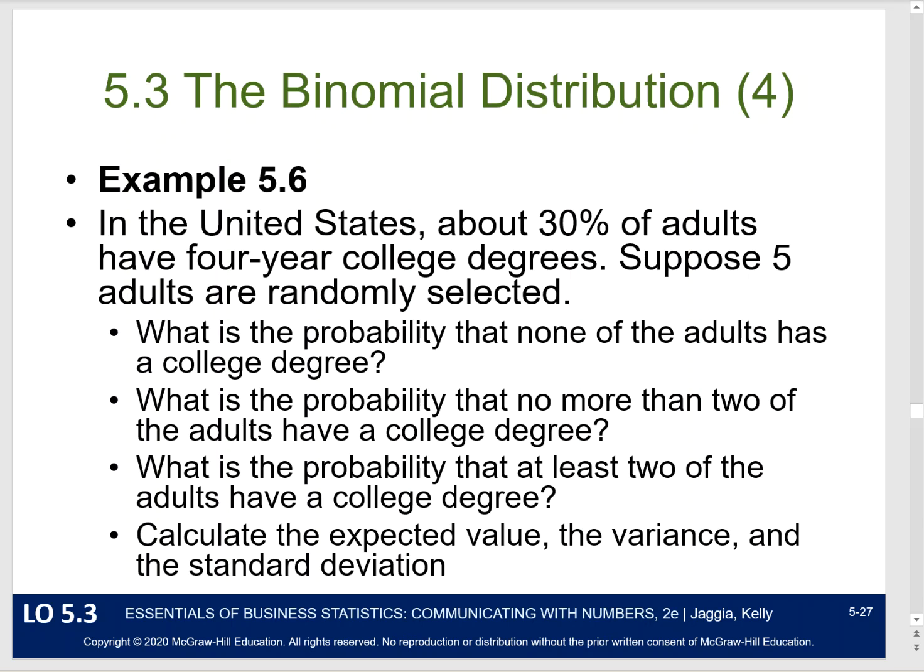So we're going to look at some questions. What's the probability that none of the adults has a college degree? What is the probability that no more than 2 have a college degree? What is the probability that at least 2 have a college degree? And then we're going to calculate the expected value, the variance, and the standard deviation.